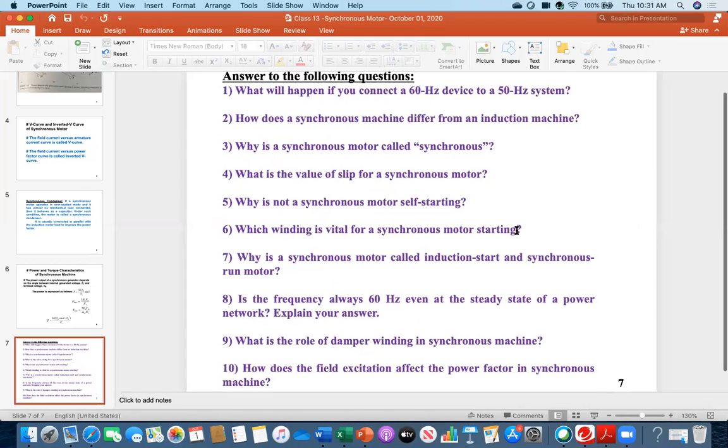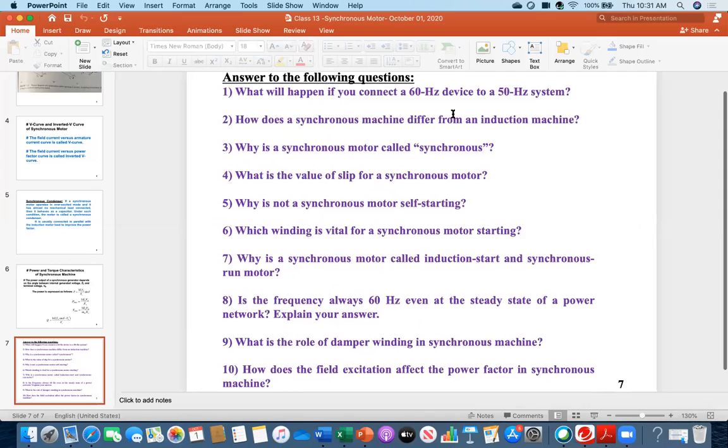what will happen if you connect a 60 Hertz device to a 50 Hertz system? The meaning is that, for example, you have a device that is 60 Hertz, but you are connecting it to a system that has 50 Hertz. So what will happen? The device you plugged in will be damaged, or could technically hurt the wiring in the building too.